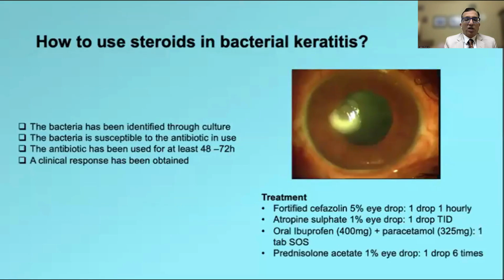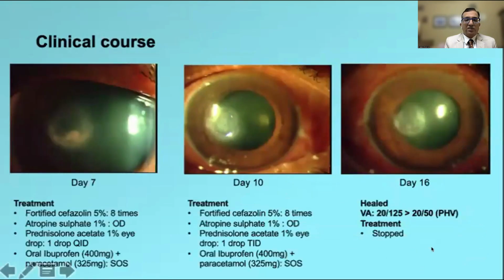We used prednisolone acetate. And if you can see the results, within the next couple of days, the density of the infiltrate had reduced significantly out here on the 7th day, on the 10th day, and by the end of 2 weeks, the infiltrate has scarred completely, the vision had improved, the inflammation had reduced, and we had a very, very satisfactory outcome.